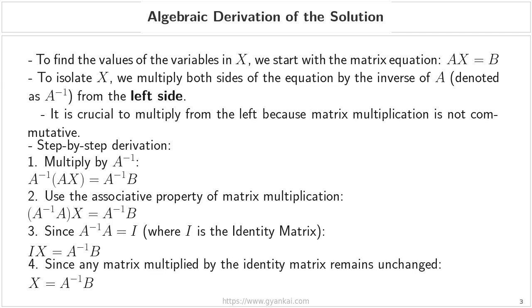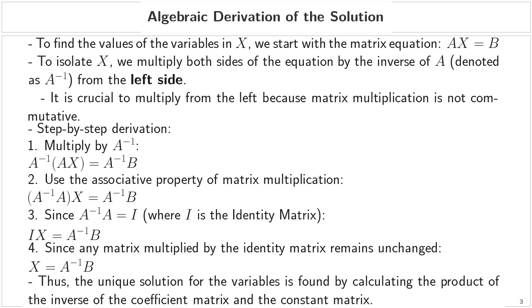Finally, since multiplying any matrix by the identity matrix leaves it unchanged, we are left with our final, beautiful formula. X equals A inverse times b. So, to summarize this derivation, the unique solution for our variables is found simply by calculating the product of the inverse of our coefficient matrix and our constant matrix. This formula is exactly what we will be applying in the step-by-step procedure in the next slide.